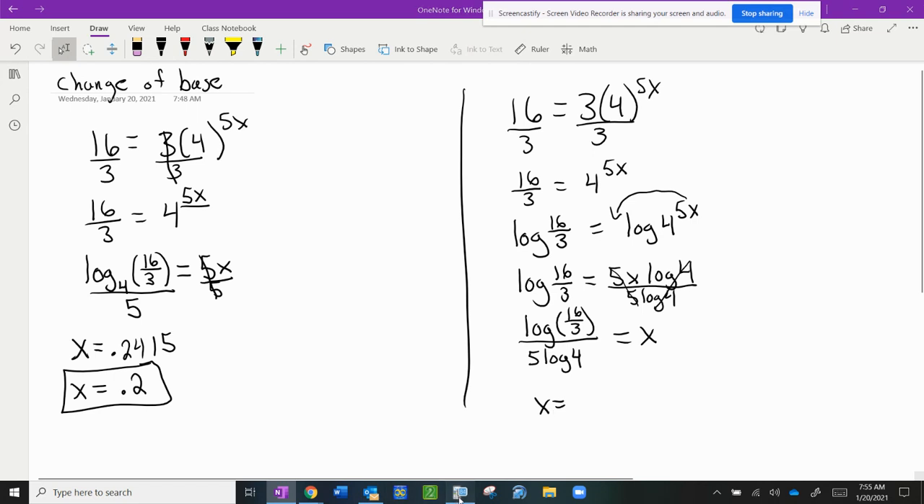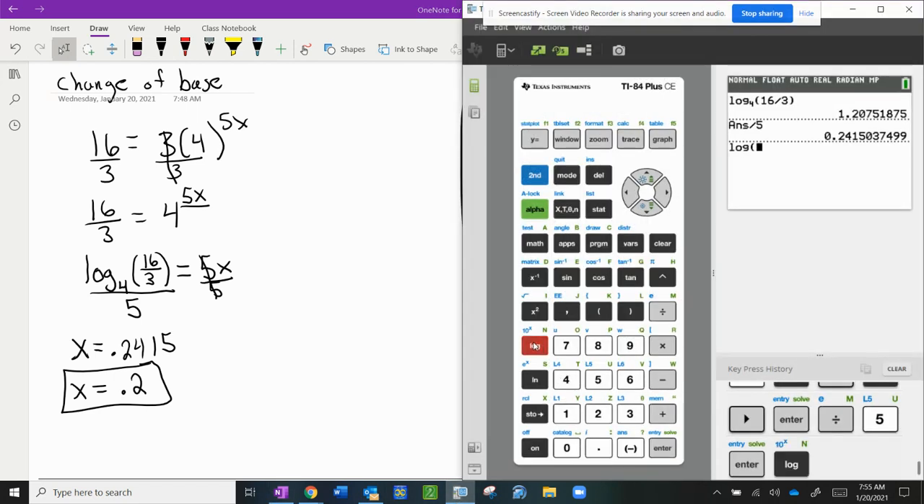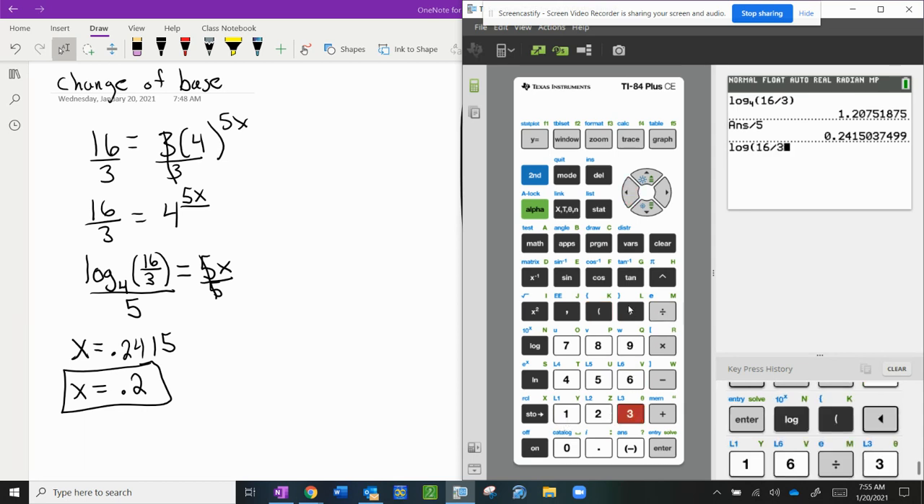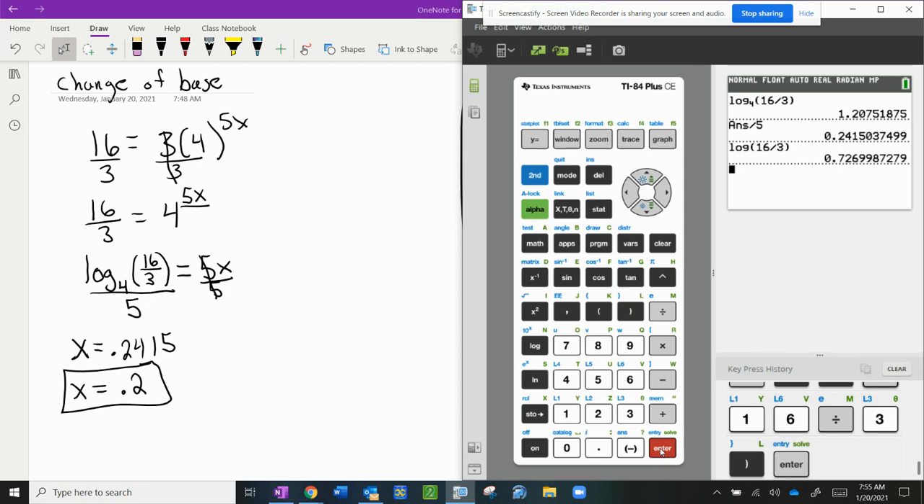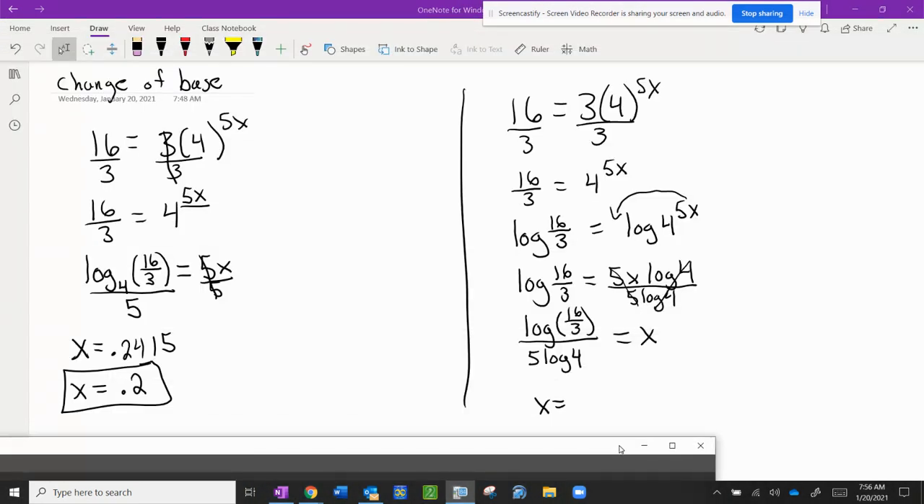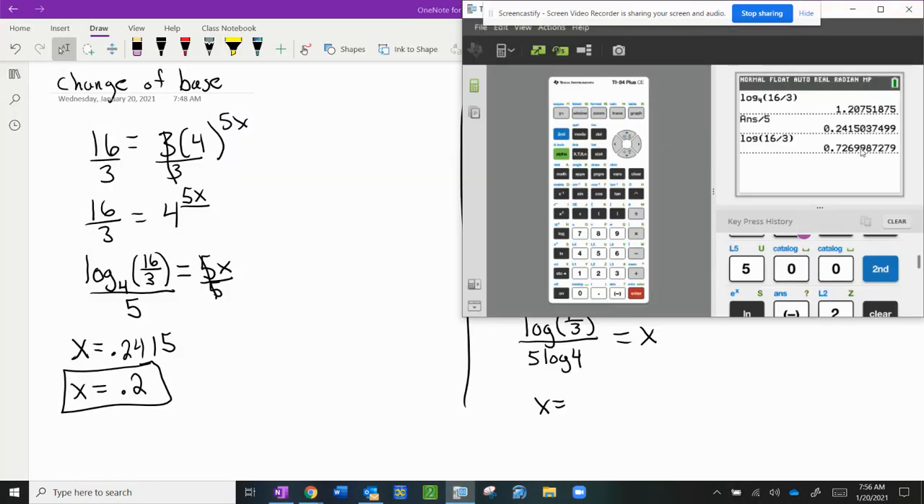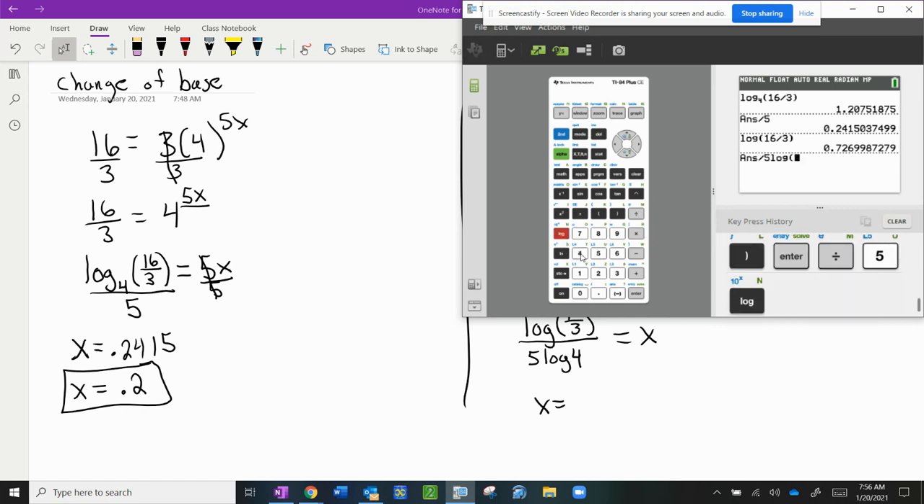I'm going to come over to my calculator and put in log of 16 over 3. I always accidentally put parentheses when I don't need them. Then I'm going to hit enter. Now I want to divide it by 5 log of 4, so I'm going to hit divide by, and bring in the previous 5 log of 4.